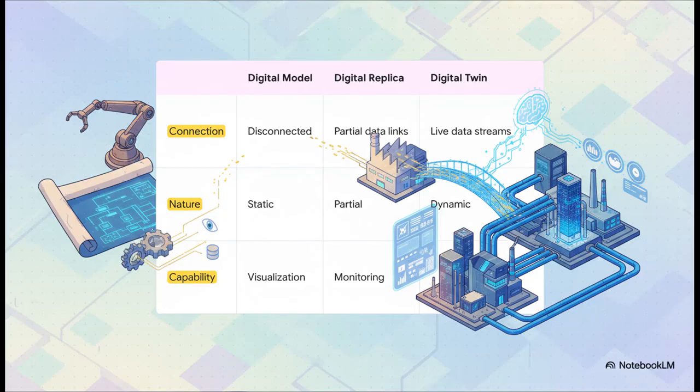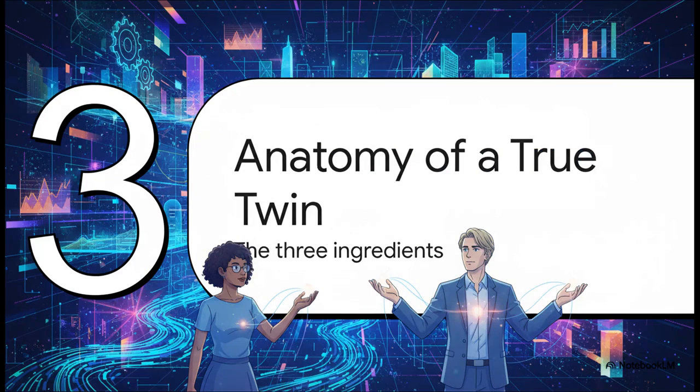And this is where it gets super clear. A digital model? Think of that as just a blueprint. You know, a process diagram. It's useful for sure, but it's totally disconnected from what's happening day to day. Then you have a digital replica. That's a step up. It might be linked to some data, like asset tracking, but it's not a live, real-time thing. But the digital twin? That's the real deal. It's a dynamic system plugged into live data that can simulate what-if scenarios and even influence its real-world counterpart.